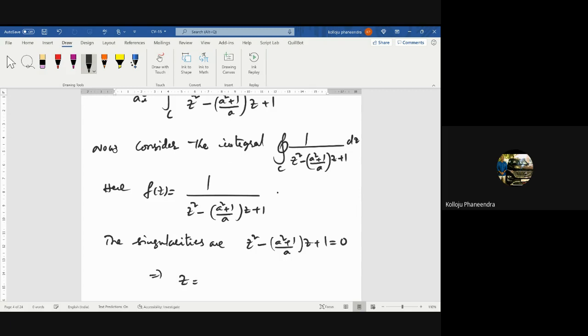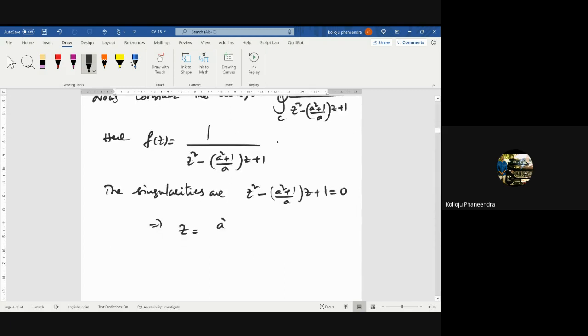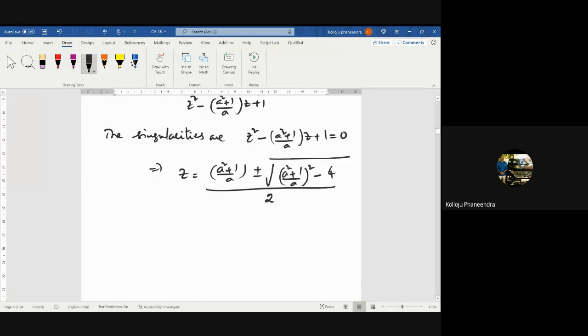So what are the roots? z equal to minus b plus or minus root over b square minus 4ac by 2a, that implies z equal to a square plus 1 by a plus or minus root of a square plus 1 whole square minus 4 a square. Done?